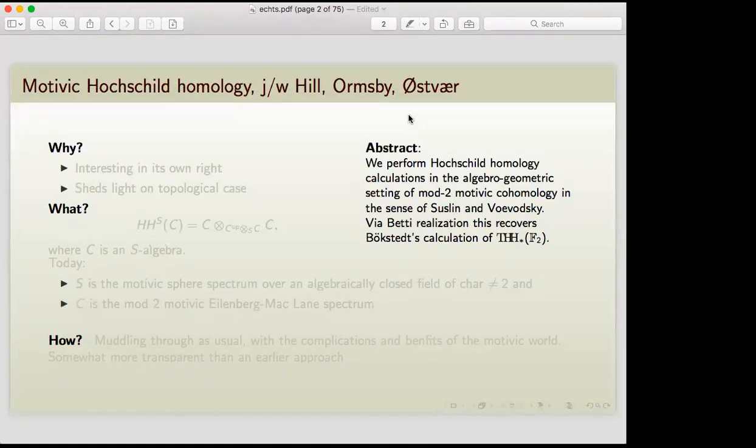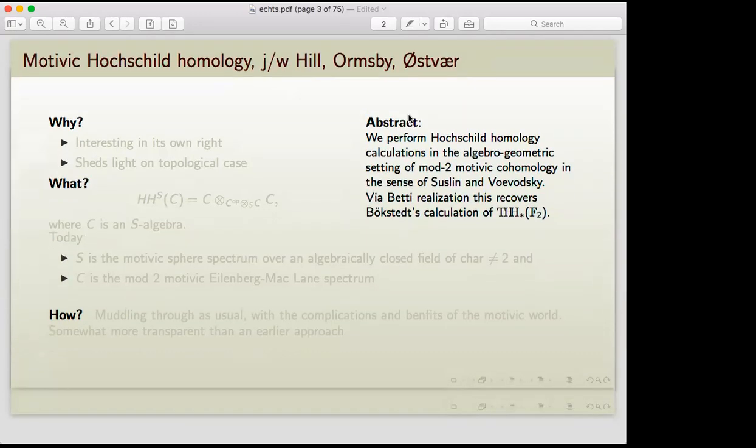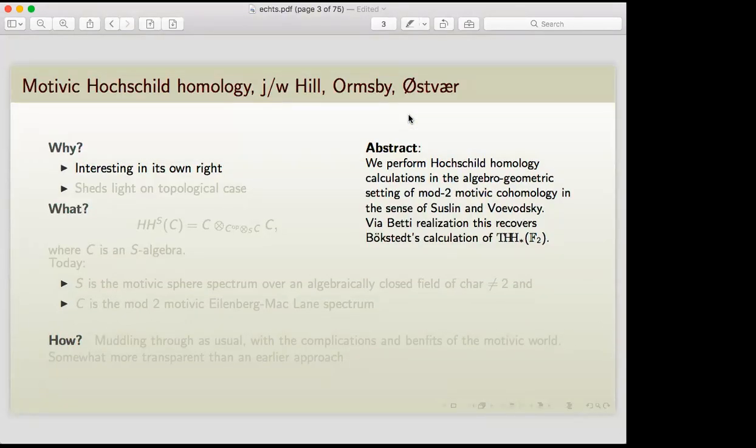So what is it all about? The abstract is that we do the usual stuff in Hochschild homology, but we do it in the motivic situation. And in the end, we're going to have an answer that does, of course, correspond to Bökstedt's calculation in the stable homotopy situation. But why do we do this?